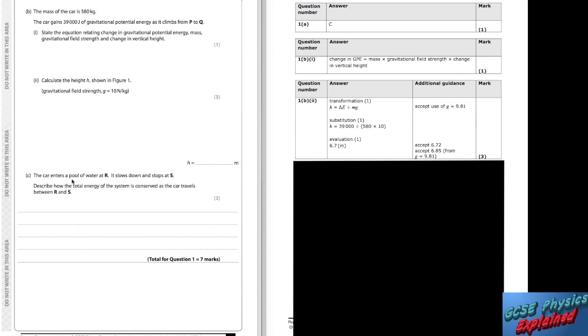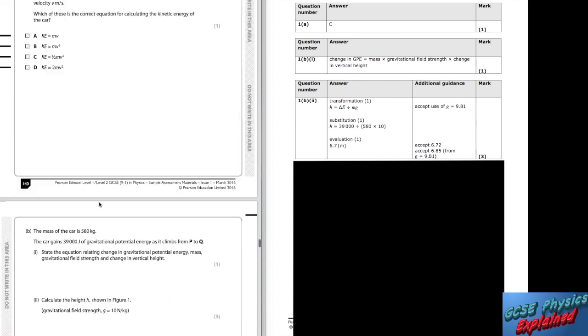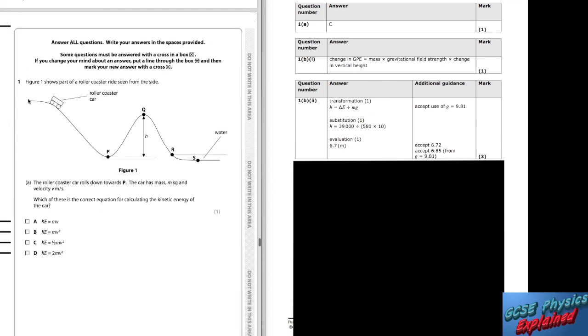C. The car enters a pool of water at R, it slows down and stops at S. Describe how the total energy of the system is conserved as the car travels between R and S. So you've got gravitational potential at the top, comes all the way down, turns into kinetic energy, comes all the way back up again. Now what they specifically want is what happens to the energy between R and S.